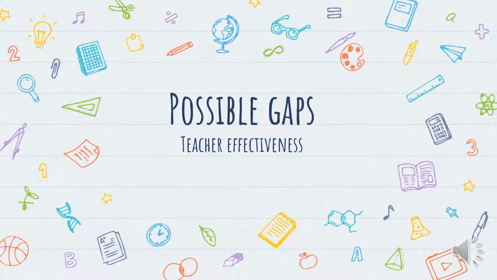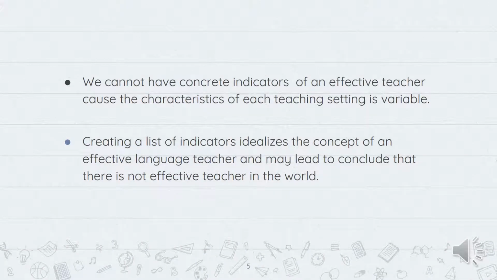Then we're going to discuss some possible gaps that this theory and this research could have, and the comparison will be made between this theory already seen and the context in which this class is taken, that is in Puebla. Although a list of indicators to describe an effective language teacher has been set, it is questionable to define effectiveness as a set of concrete characteristics that a teacher must fulfill, because every classroom may vary with the context. We cannot have concrete indicators of an effective teacher because the characteristics of each teaching setting are variable.